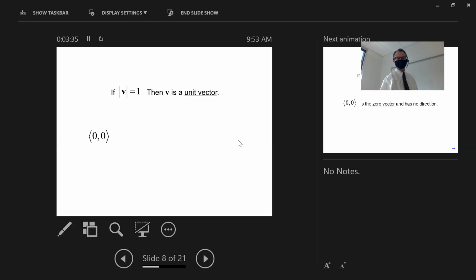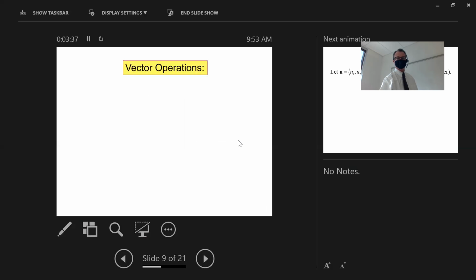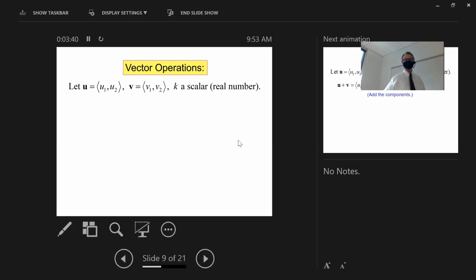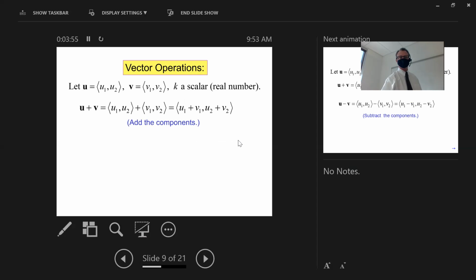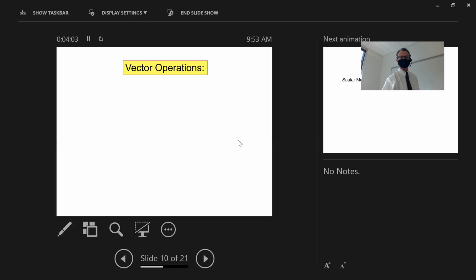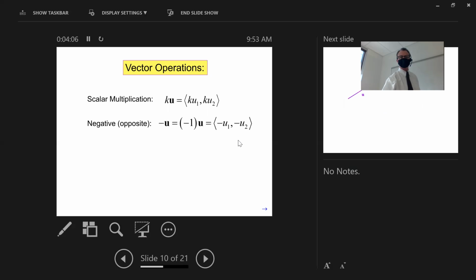The unit vector has a magnitude of 1. When you add vectors, you add the components. Subtract them, same thing. Well, you can distribute a constant over the vector. Negative 1 would be a constant.